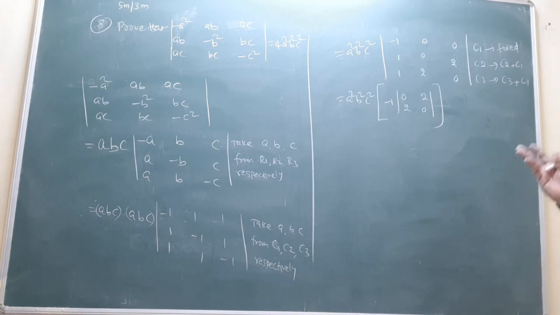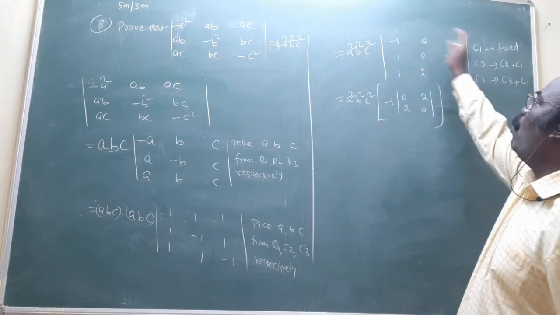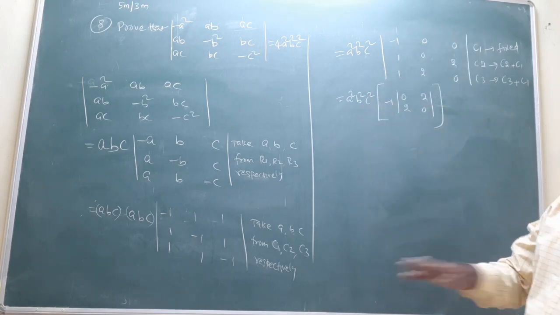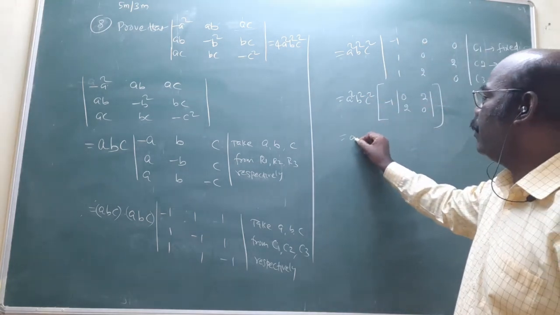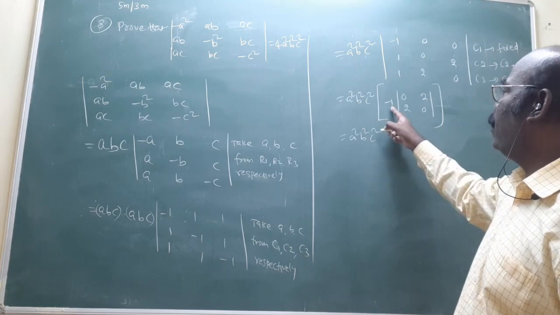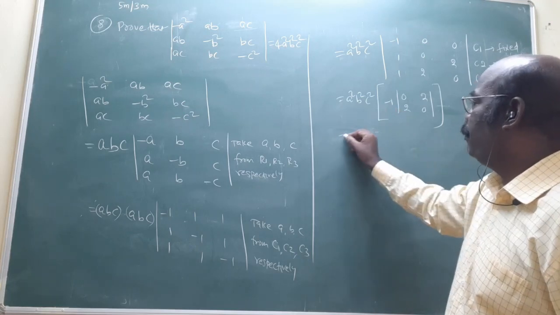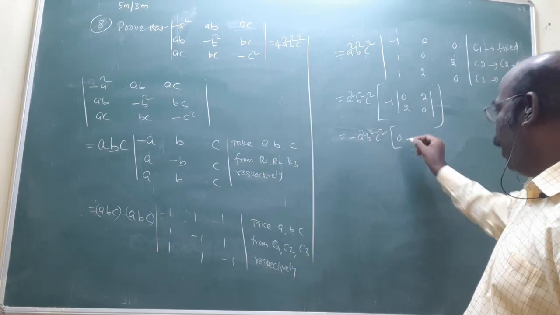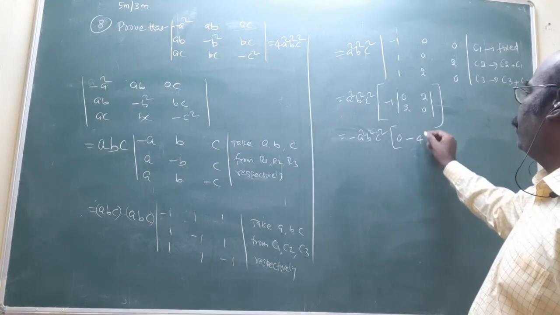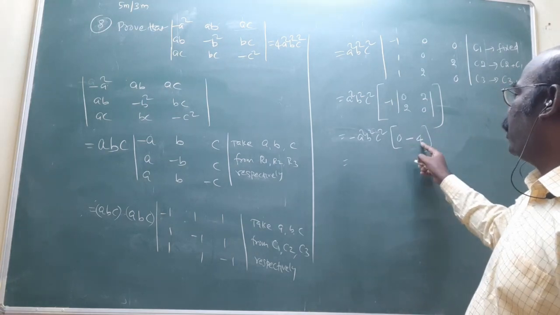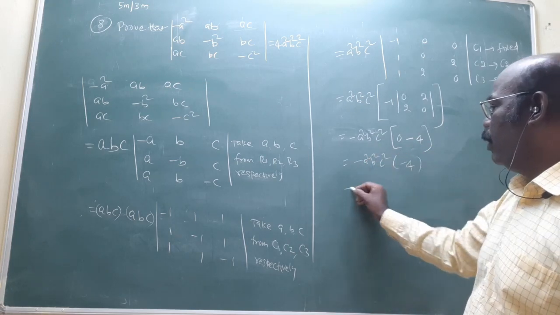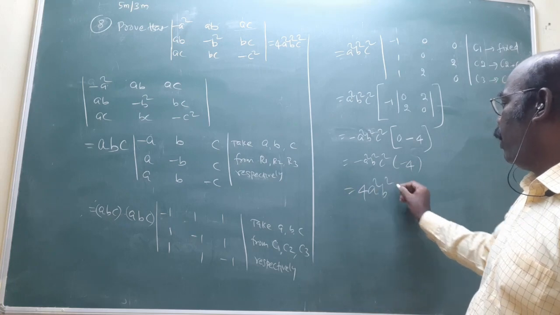By chance, in this problem 4 zeros are coming. Now expand this one only: minus 1 into the row and column cancel. The remaining ones are 0 into something, again 0 into something. Now expand this one, that is the answer. A square, B square, C square, multiplied by minus A square, B square, C square. Now 0 into 0, minus 2 into 2, so minus 4. Minus into minus gives plus 4 A square B square C square. That is the answer.